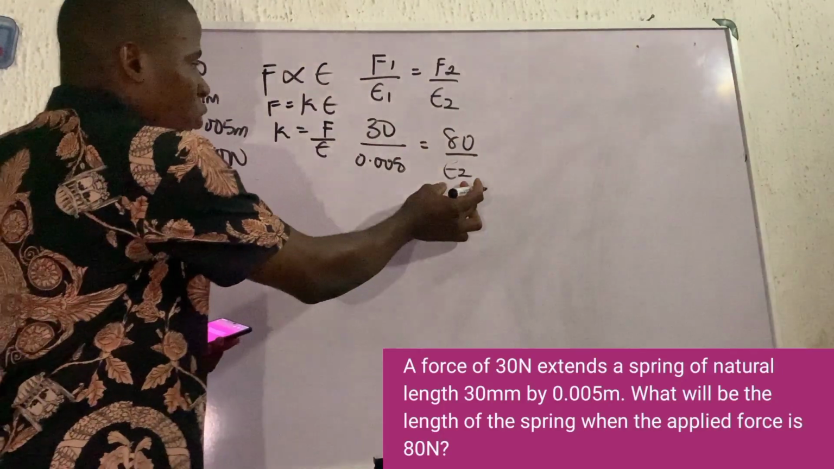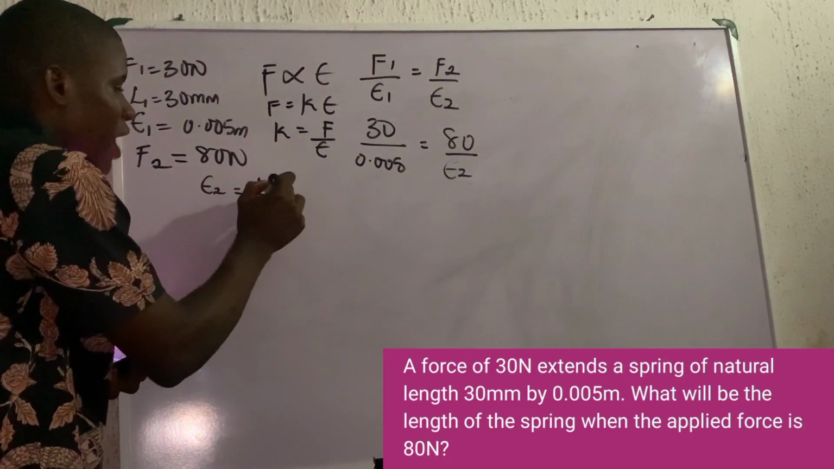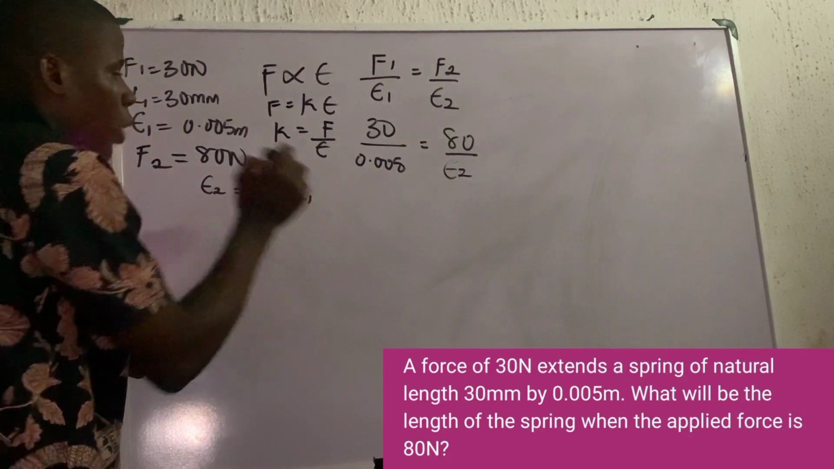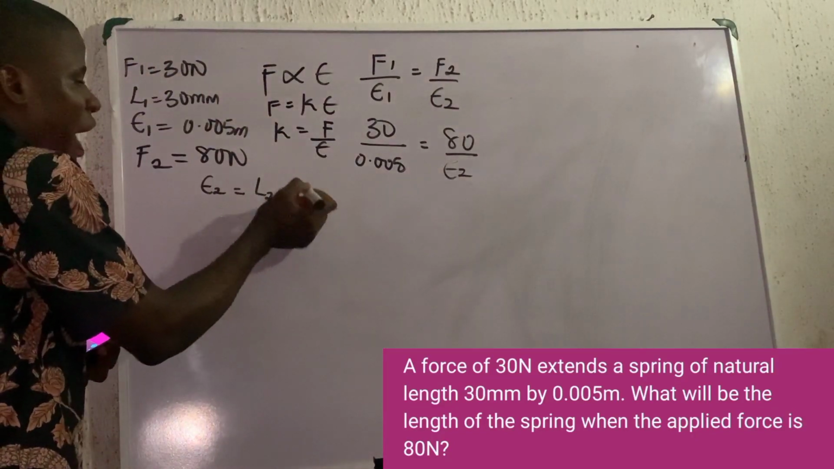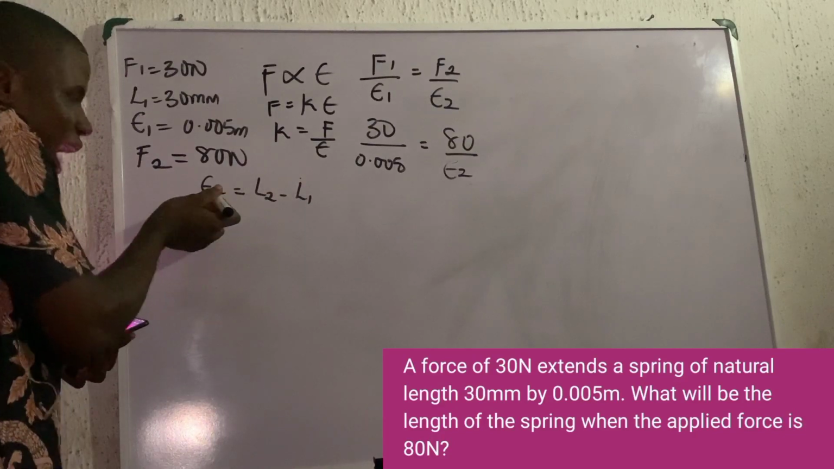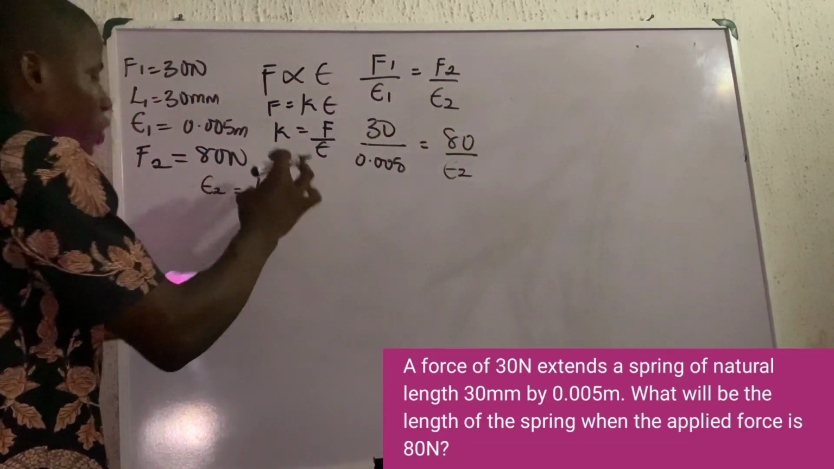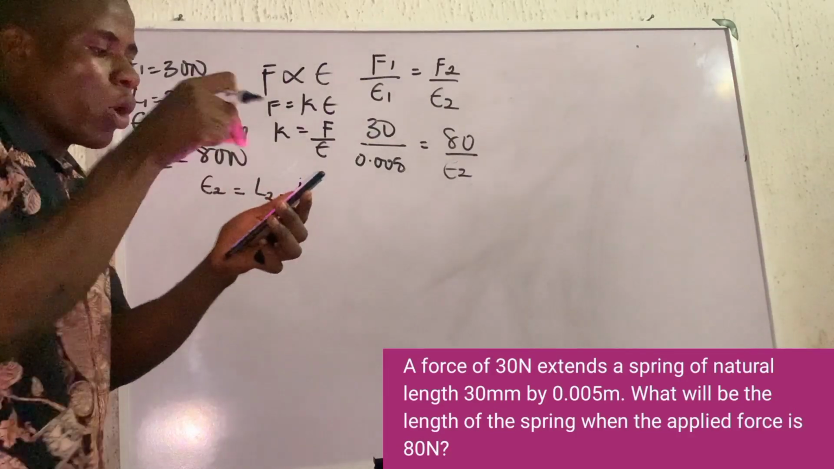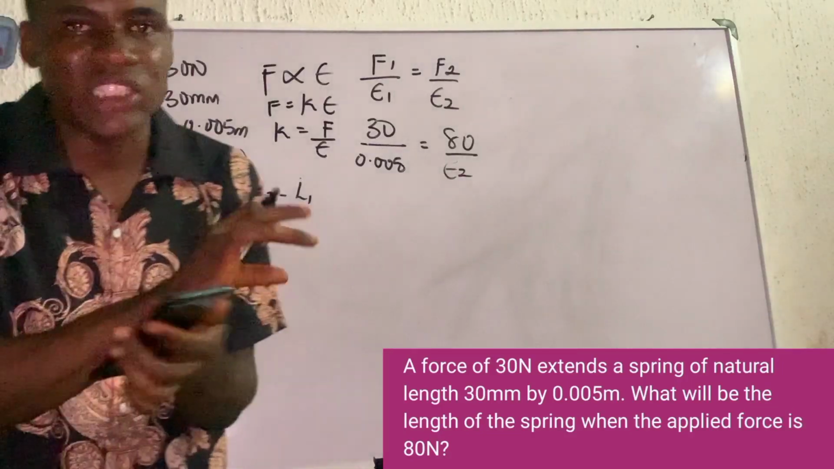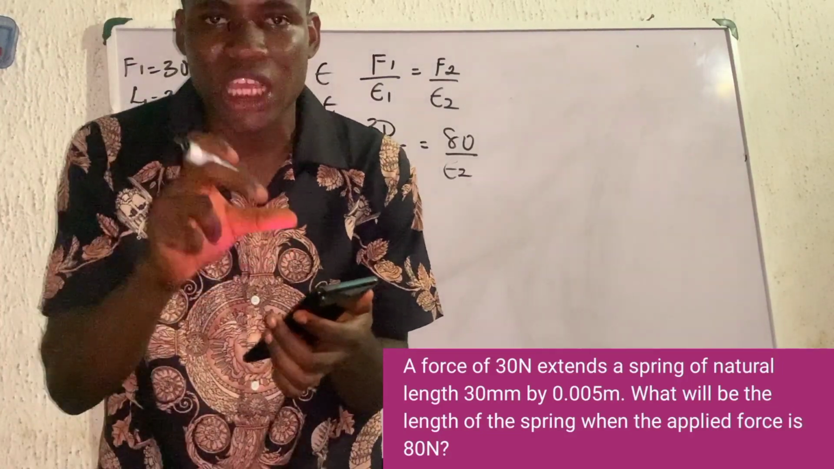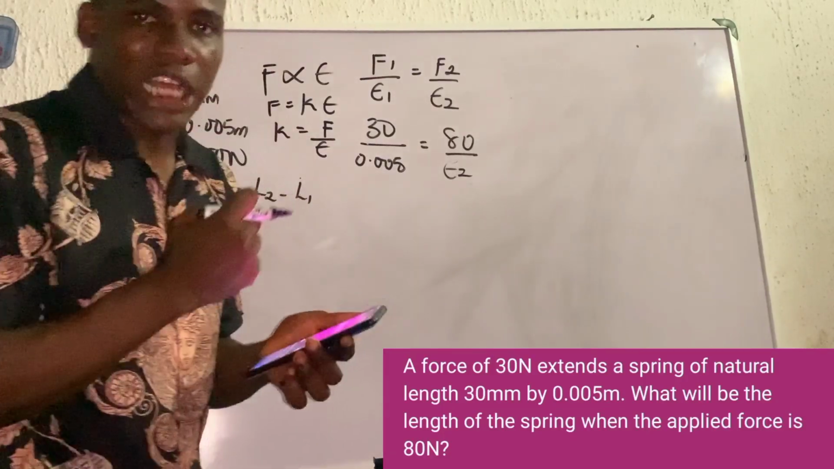Look at the idea I'm using here. When I get E2, what I'm going to say is that E2 is equal to L2 minus L1. Watch out. We've been given L1, which is 30 millimeter. I already know L1, so I will know L2 immediately I'm done with this calculation. They ask what will be the length of the spring, so getting the new length, which is L2, will be very simple. That's the idea I'm trying to take to solve this question. I hope it makes sense. So follow me as we proceed.